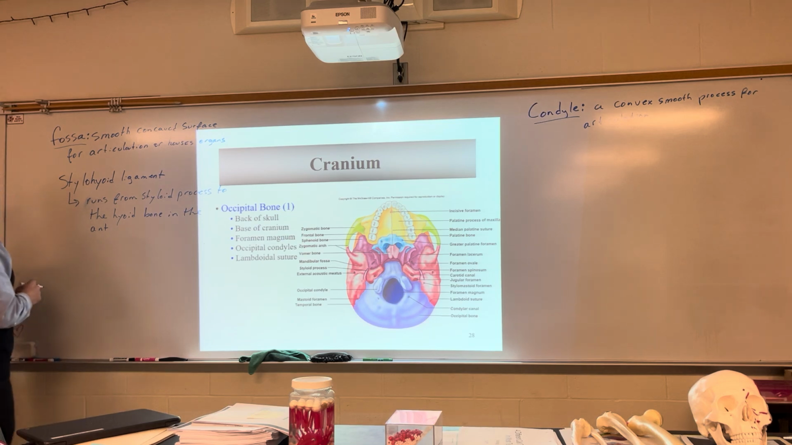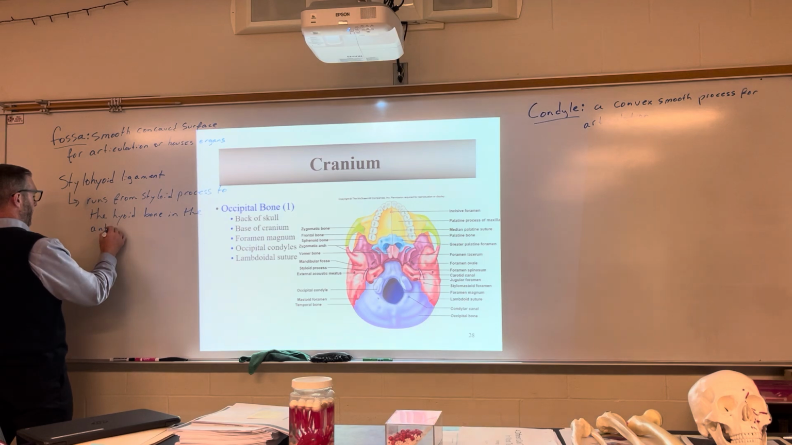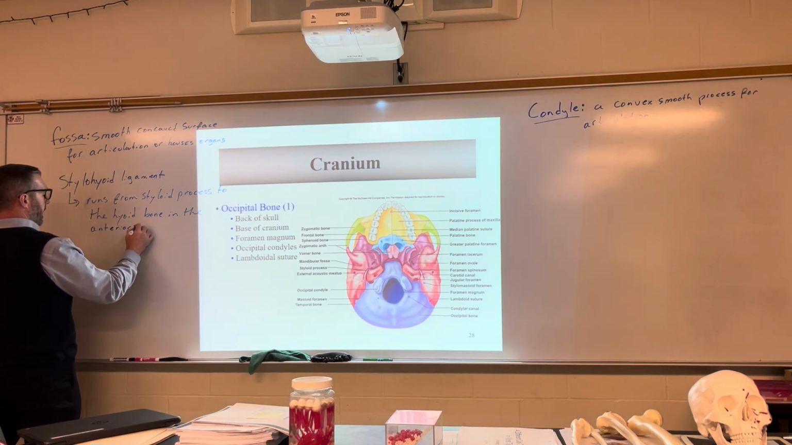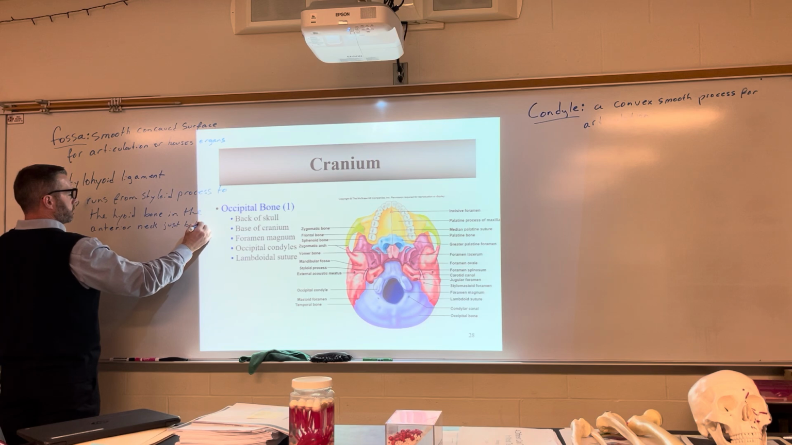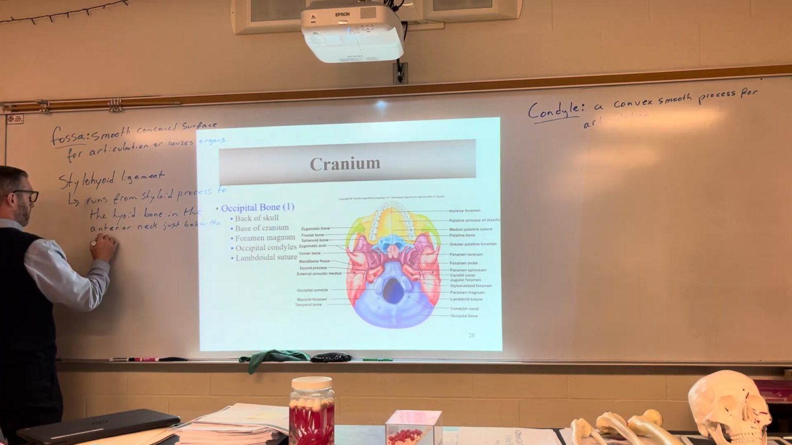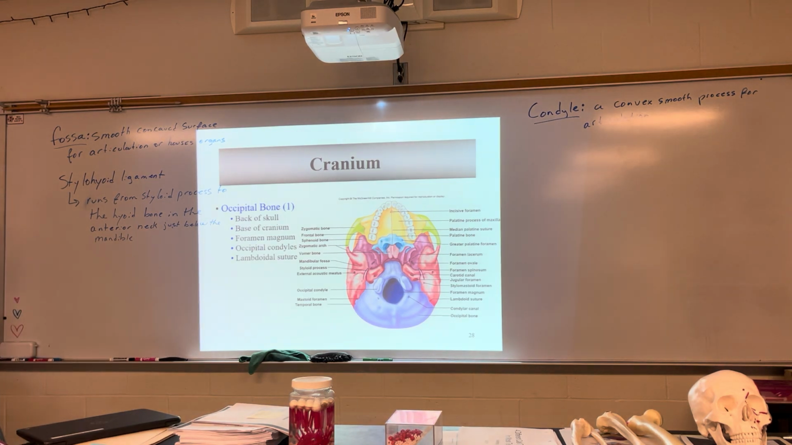So the stylohyoid ligament runs from the styloid processes to the hyoid bone in the anterior neck, just below the mandible. Okay? And it helps hold that hyoid bone in place. That hyoid bone is going to act as a fulcrum for the thin strap muscles of our throat to attach there to help with swallowing, and talking, and all kinds of different things. And that's what our styloid process is for.